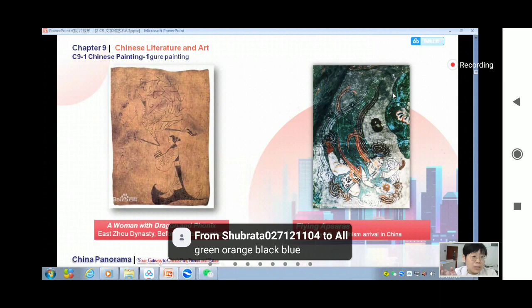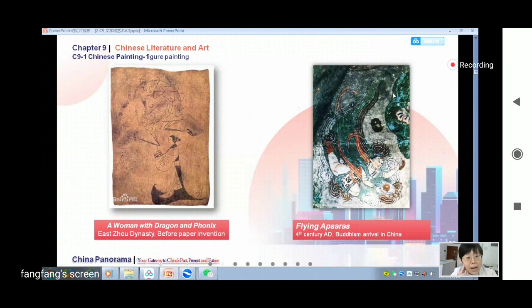It means that back more than 1,000 years ago, there were many colors. Why? Because maybe at that time the mining technology was already very developed. That's why they had enough pigments to draw the colorful paintings. So from the paintings we can also know the technology and science development in ancient times. So these are the two very old paintings in China.